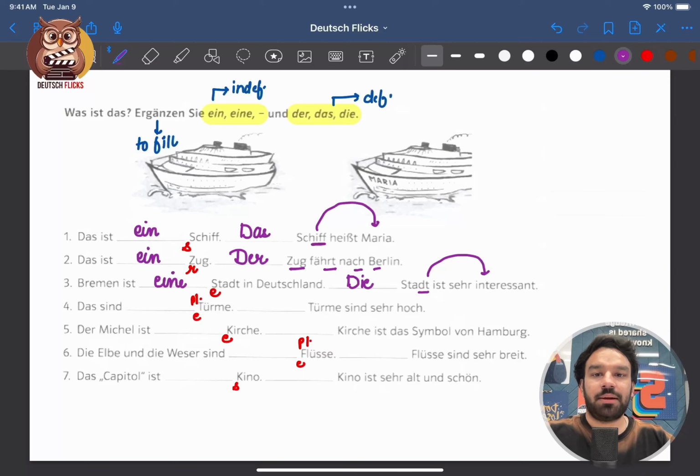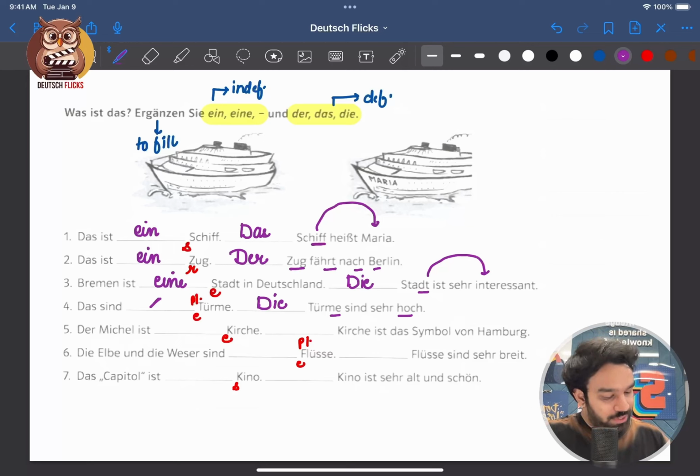Number 4, das sind, we have Türme, plural. Again, nothing specific or particular defined, so we will not write anything here. Das sind Türme, these are towers. But we are getting additional info. Towers are very high, sehr hoch. Hoch means high. Die Türme sind sehr hoch. The towers are very high.